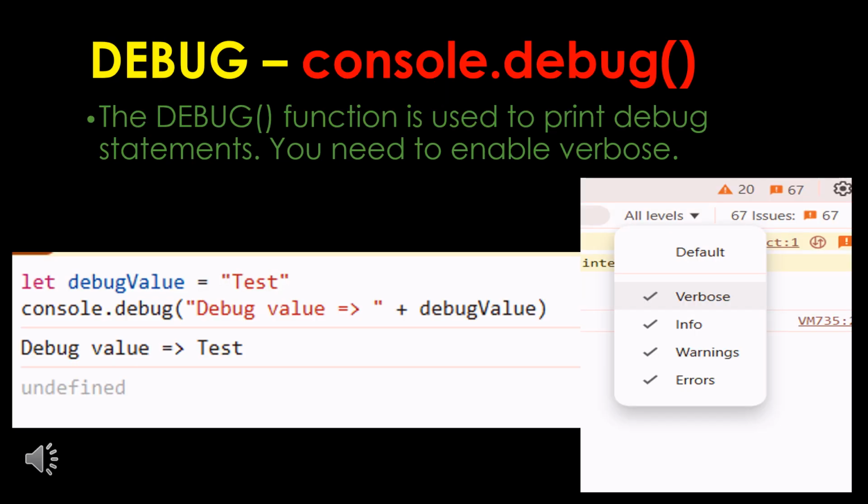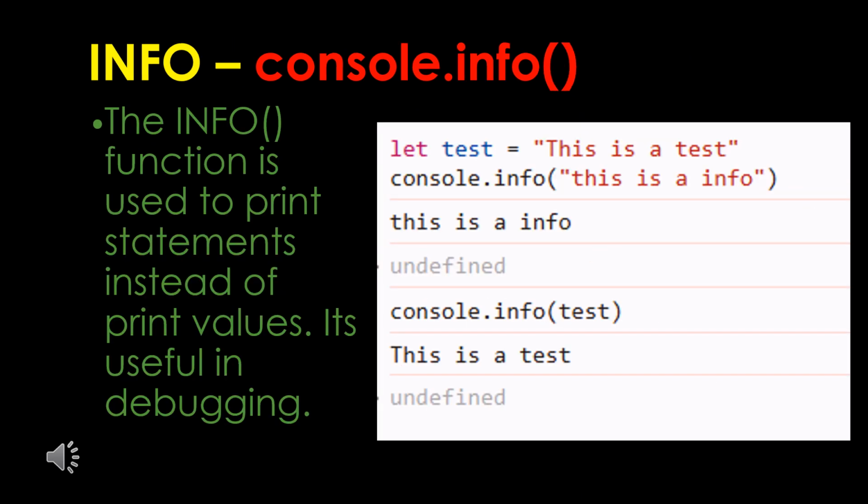Console.debug. So the debug function is used to print the debug statements. For this you need to enable the verbose. For example, I have a debug value is equal to test. So I am printing that using the console.debug. So debug value is equal to debug value. So when I'm enabling this verbose mode and I'm checking, I can see this debug value as just here.